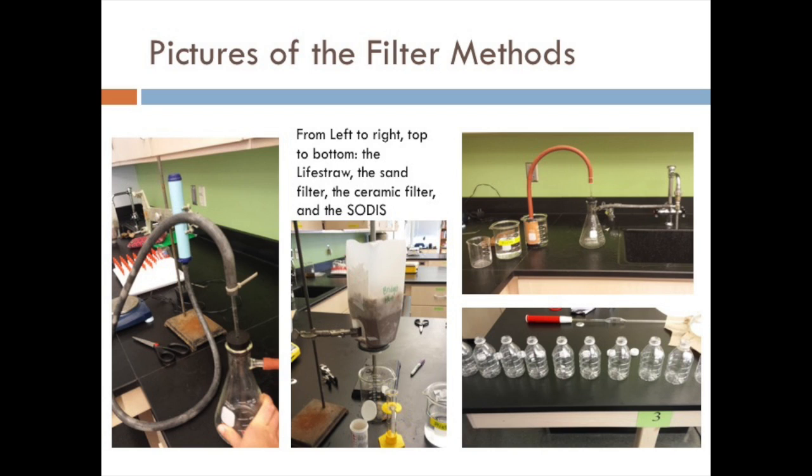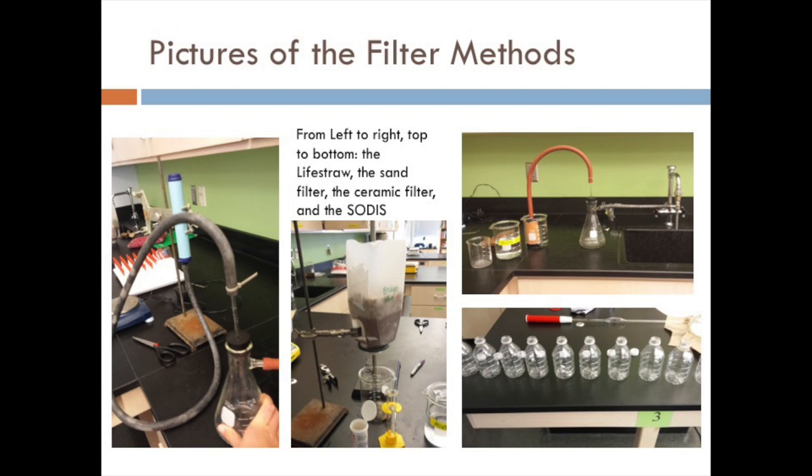So starting on the left side of the screen shows the LifeStraw personal water filter, and for this one I had to use a vacuum filtration because usually the filter works by someone sucking the water through the straw. So I attached the vacuum filtration and collected the purified water into the flask. Over to the center picture, that's the sand filter, and that just uses gravity to pull the water through. So you can see the gravel layer and then the sand layer, and the purified water comes into the beaker.